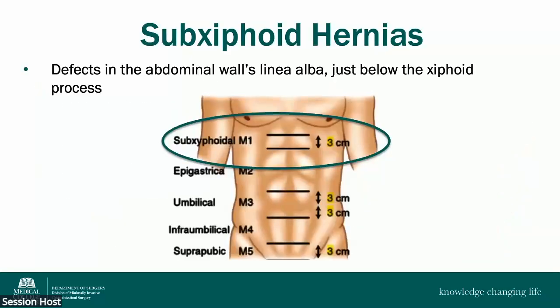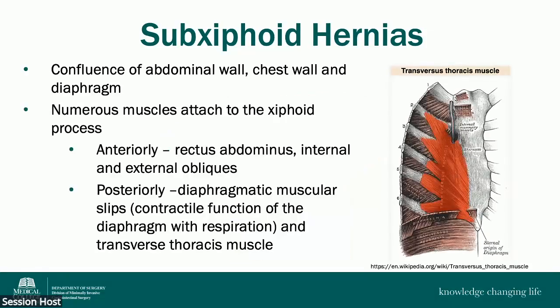So subxiphoid hernias are defects in the abdominal wall's linea alba, just below the xiphoid process, often related to cardiac procedures and chest tubes. Cardiac incisions are often a reason that you'll see them, but essentially that is the first 3 centimeters from the xiphoid process. My anatomic picture is not nearly as beautiful as Dr. Renard's, but subxiphoid hernias are an interesting confluence of not only the abdominal wall, but also the chest wall and the diaphragm. And there are numerous muscles that attach to the xiphoid process, as Dr. Renard beautifully drew for us.